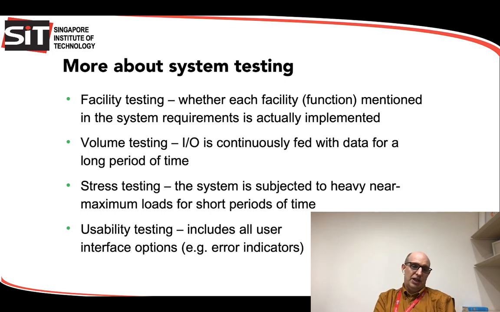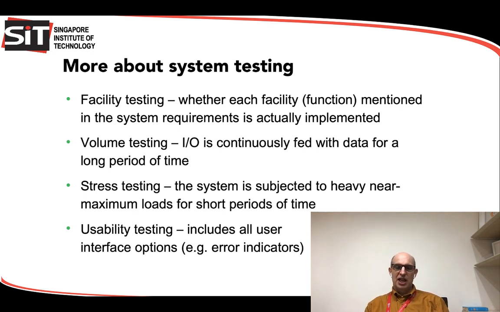There's other things that we can do. Facility testing is where we need to test everything that's mentioned in the system requirements. It's also called functional testing. There's something called volume testing, where if we've got something which has I/O, then we just try it for a long, long time. It's quite common in practice for us to write software, especially for embedded systems, that works great for a few minutes and then it just falls over. And this is because it probably has a memory leak, a number one cause of systems which work for a while and then suddenly fail.